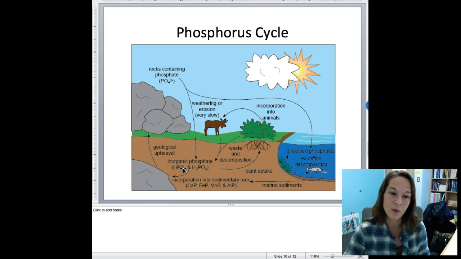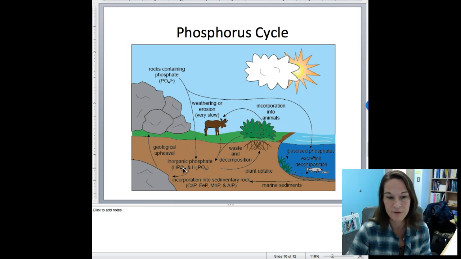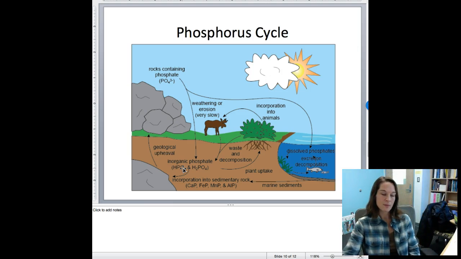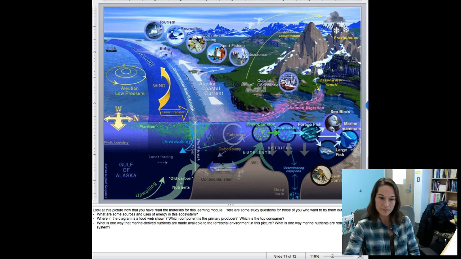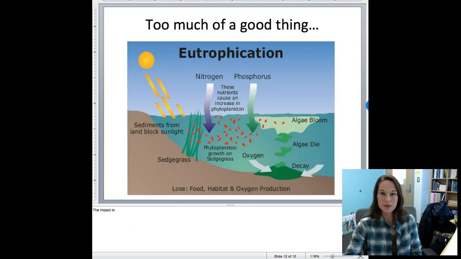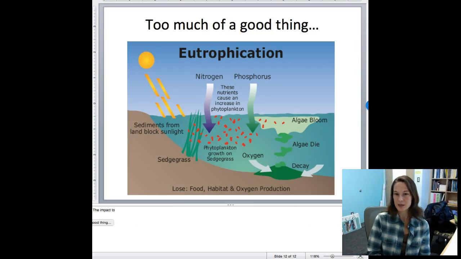So even though nutrients can be in limiting supply, particularly carbon, nitrogen, and phosphorus, the reality is that humans have changed many of these cycles to actually produce more than enough for our needs. And so what we end up having is too much of a good thing, which is a process that we refer to in many cases as eutrophication.